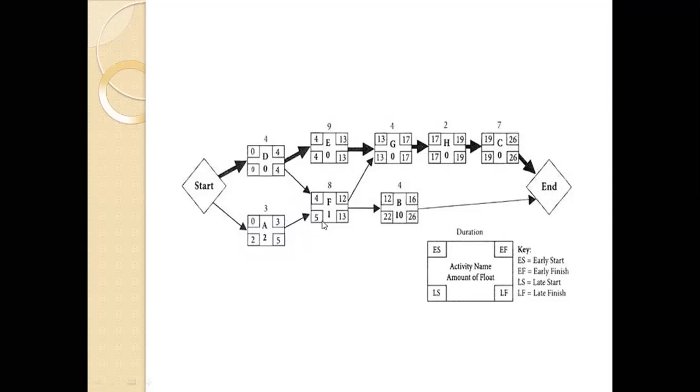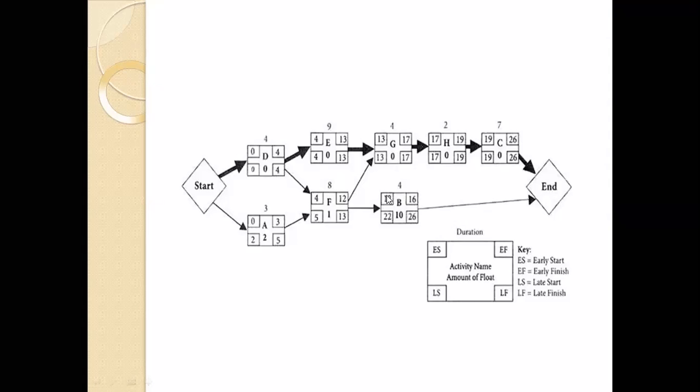In the same way, if the latest start here is 5 and it takes 8 days, then the latest finish will be 13. If the early start is 4 and the duration is 8, the early finish is 12, 4 plus 8. The earliest start is 12; we cannot have an early start of 11, because it can start only after the previous activity finishes. We cannot start on the 10th or 11th day. We can start only on the 12th day.